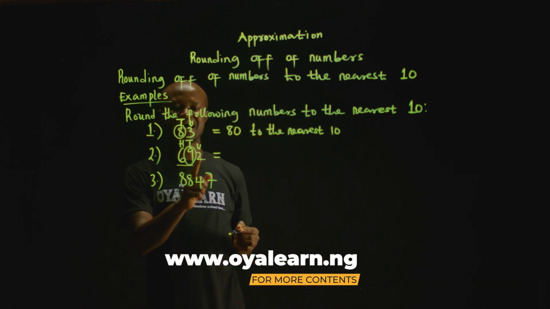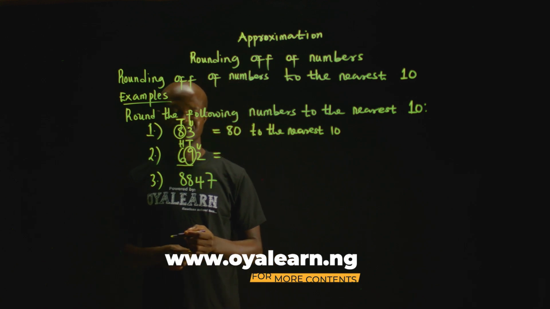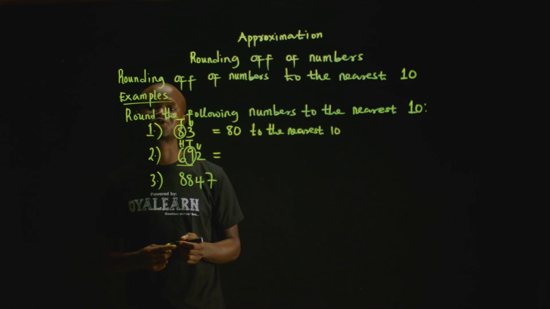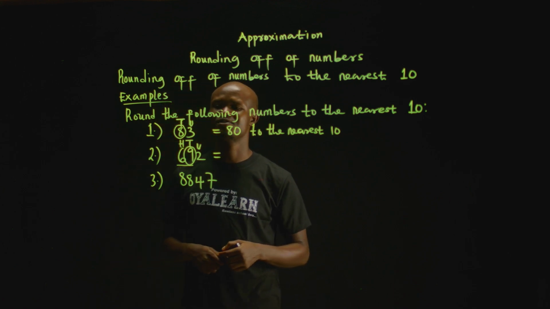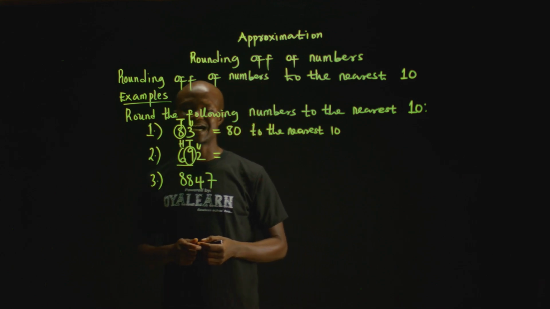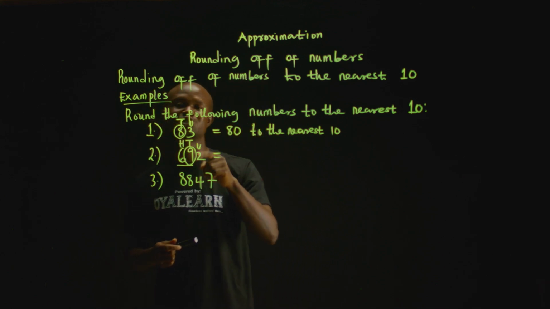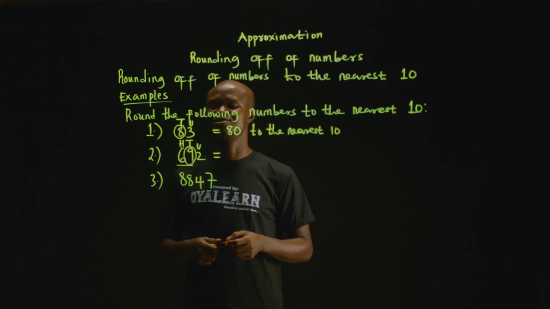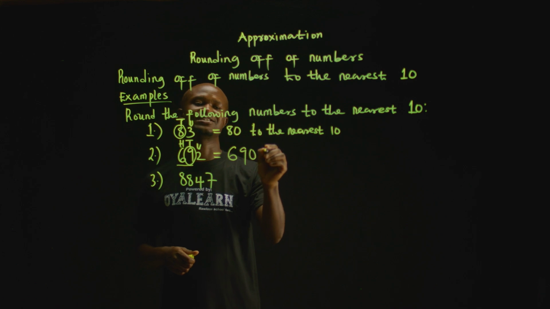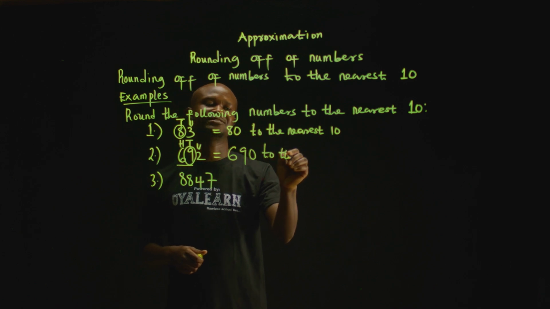And at the back of this 9, what are we having? At the back of 9, we are having 2. And this 2 also is not up to what? 5. So since 2 is not up to 5, what do we do? That particular space we turn to what? 0. So we have 690 to the nearest 10.